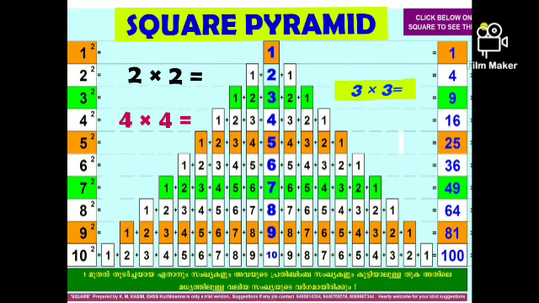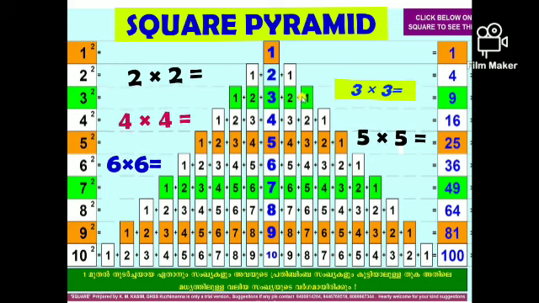first one. 1 is equal to 1. Let's go to the next one. 2 square is equal to 1 plus 2 plus 1. Now let's go to the next one. 3 square is equal to 1 plus 2 plus 3 plus 2 plus 1, which is equal to 9. 4 square is equal to 1 plus 2 plus 3 plus 4 plus 3 plus 2 plus 1, which is equal to 16.